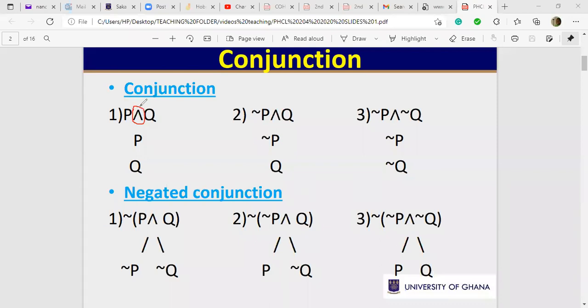Now a conjunction has an interpretation. When you have an expression, what you have on the board, on the screen now, please be watching the screen wherever you are. I'll do my best. Can you see it, please? Can you see my screen?